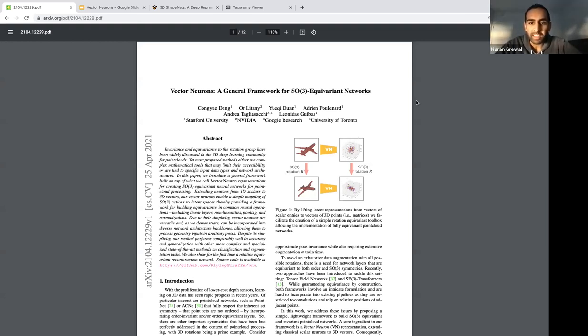Okay, so this is the paper that I'm gonna talk about. They introduced this idea of vector neurons. This paper was published at ICCV last year and was one of the top papers there. It got an oral presentation.